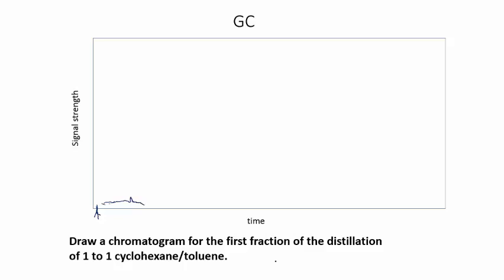If the cyclohexane is coming out of the GC first because it's lower boiling, it's also going to come out of the still first for the same reasons. So that means that you're going to get mostly cyclohexane and a little bit of toluene. So essentially you would get something like, oops, it doesn't go backwards, it's just hard to control this pen. There, like that. And then a little bit later, you'd get another peak for the toluene like that.